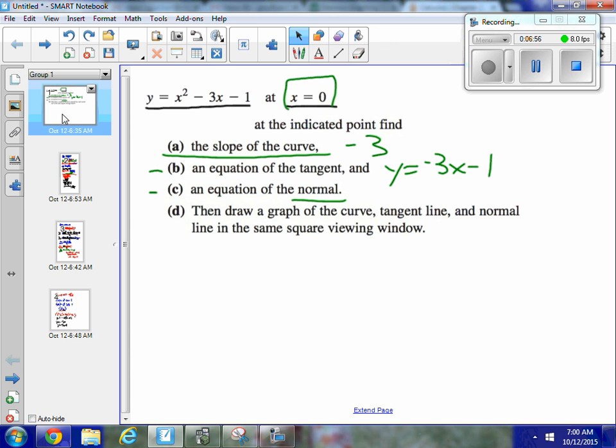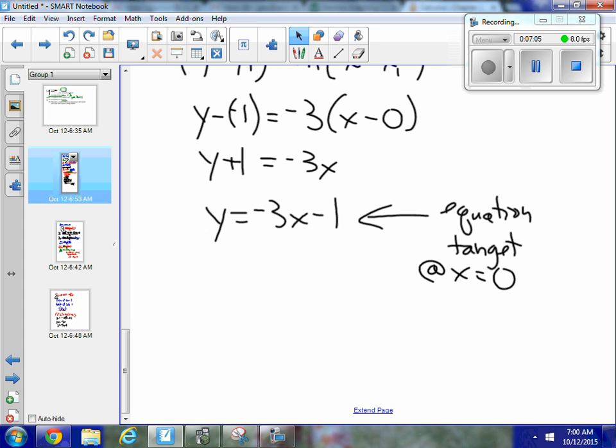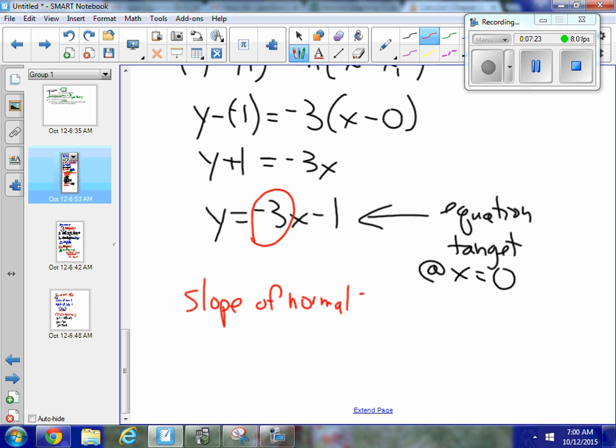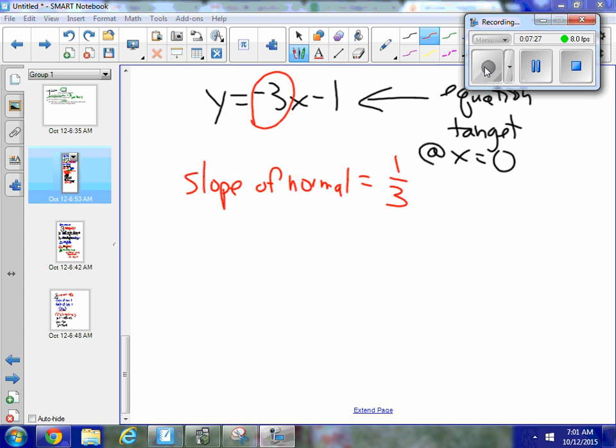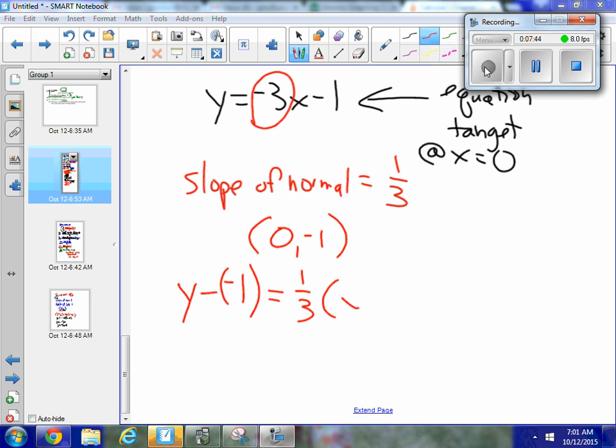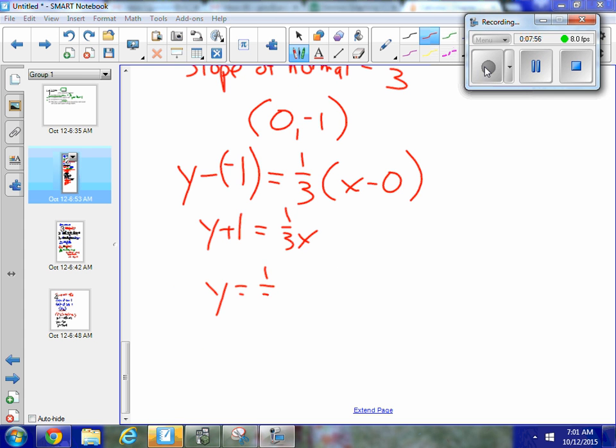The normal line is simply a line that is perpendicular to the tangent. So that shouldn't be too hard to figure out. If I know that my tangent has this equation, I know that the slope of the normal line is the negative reciprocal of the slope of the tangent. So the slope of my normal is equal to positive 1/3. It's going to pass through the exact same point that the tangent line did. So I have y minus negative 1, y minus y1, is equal to slope 1/3 times x minus x1. So y plus 1 is equal to 1/3 x. y is equal to 1/3 x minus 1.